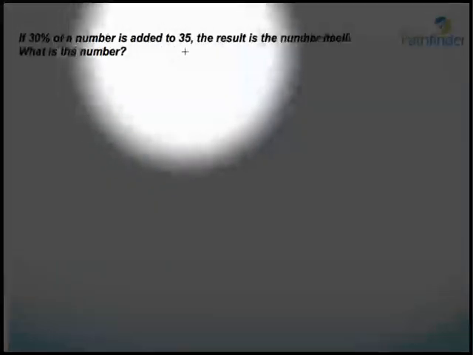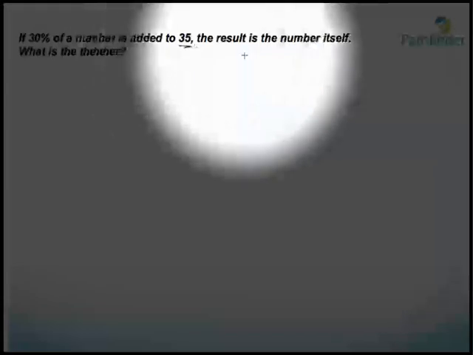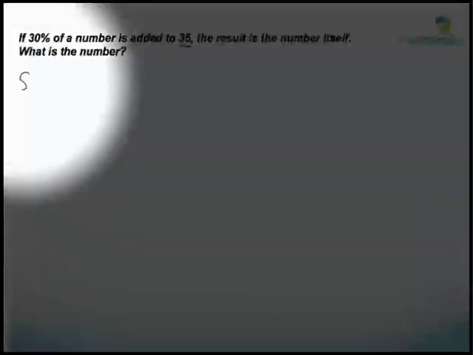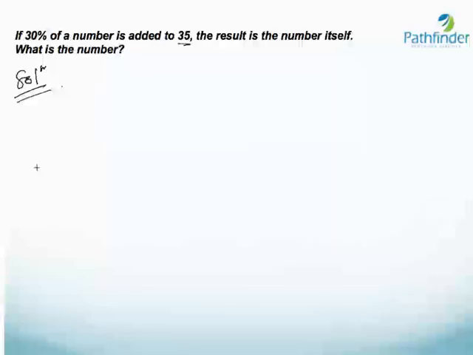If 30% of a number is added to 35, the result is the number itself. What is the given number? So obviously, the first thing that should strike you is we are required to find some number. And whenever we have to make equations, the best thing is to assume that number to be equal to x. Let this be the number that we need to find out.